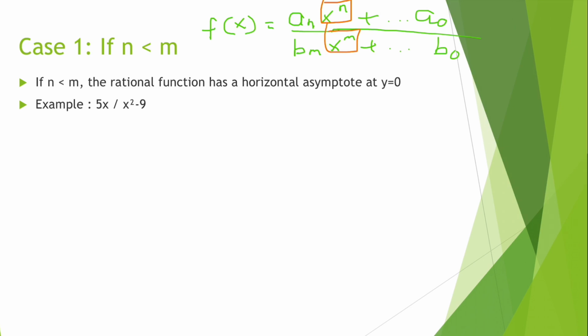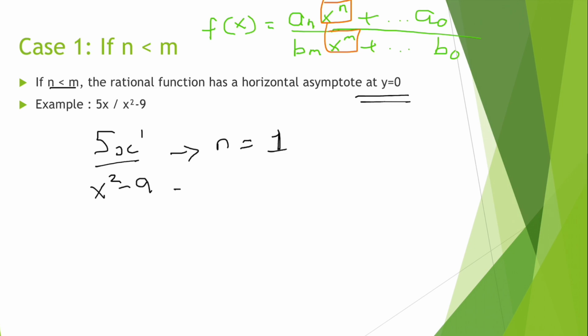So here it says that if n is less than m, if the degree of the numerator is less than the degree of the denominator, then the rational function has a horizontal asymptote at y equal to 0. If you look at the example, 5x upon x squared minus 9, you'll see the degree, or n, is just 1 because x to the power 1 is x, and you'll find an x squared at the bottom, so you have m as 2. Now since n is less than m, we have a horizontal asymptote at y equal to 0.